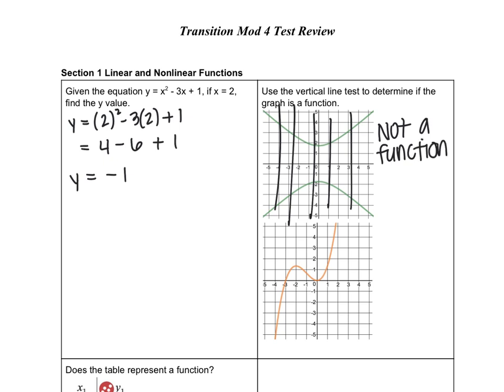Multiple vertical lines are going to touch in more than one place, but all that matters is that one touches in more than one place. Whereas with our second graph, any vertical line I draw is going to touch the graph in only one place, so this one is a function.